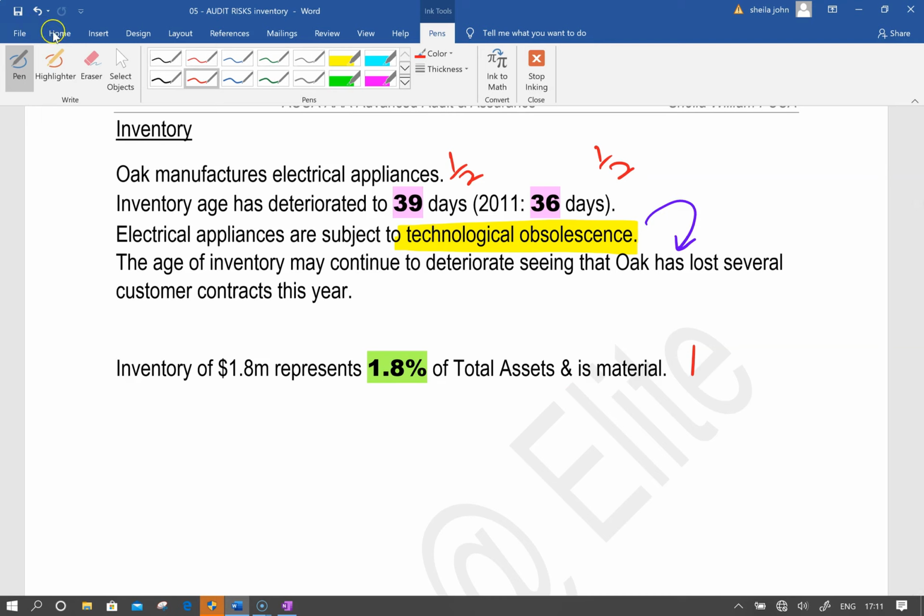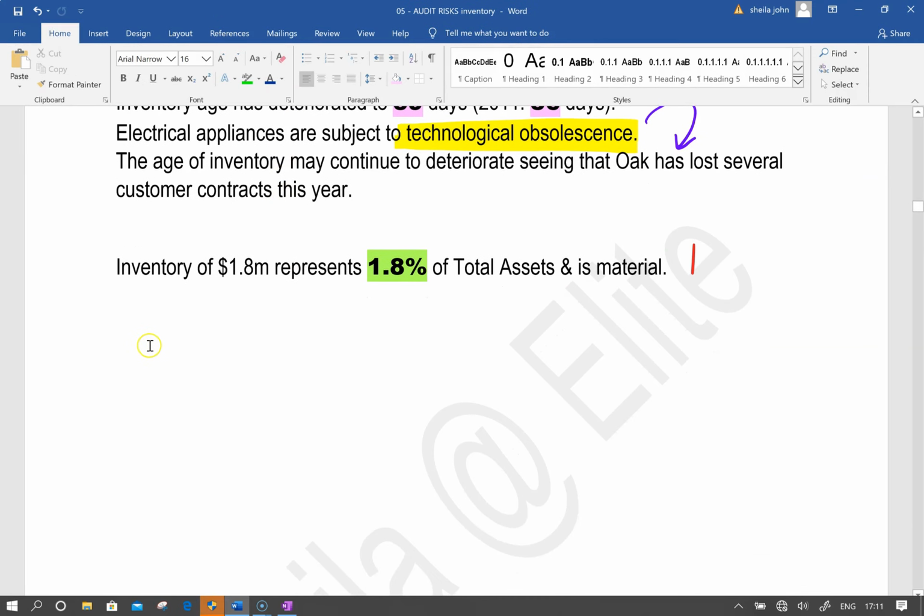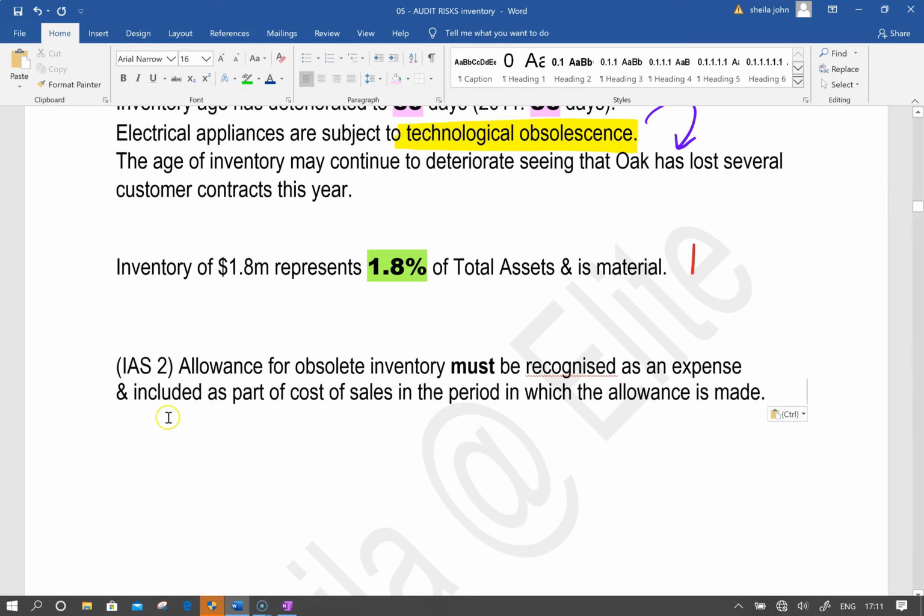Then we're going to put down the accounting treatment. So what do you think is the accounting treatment here? Do you think we can put down a comment that inventory should be stated at the lower of cost and net realizable value? The answer to that is that would be inadequate.